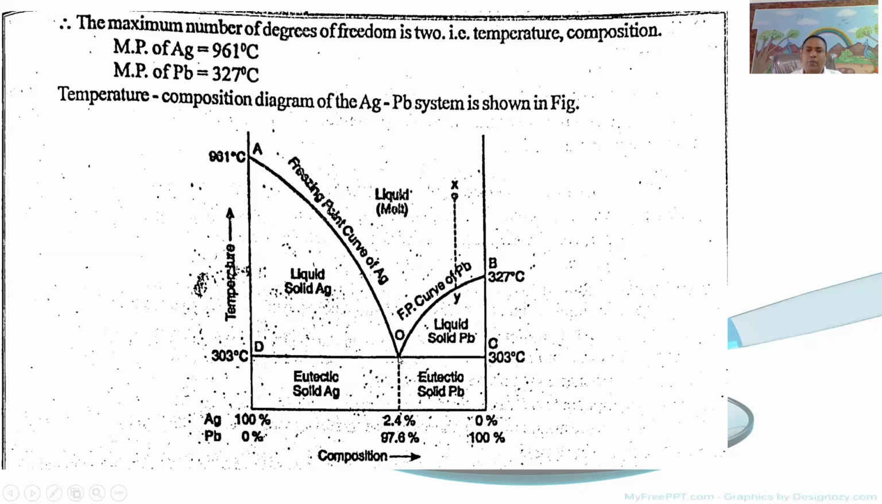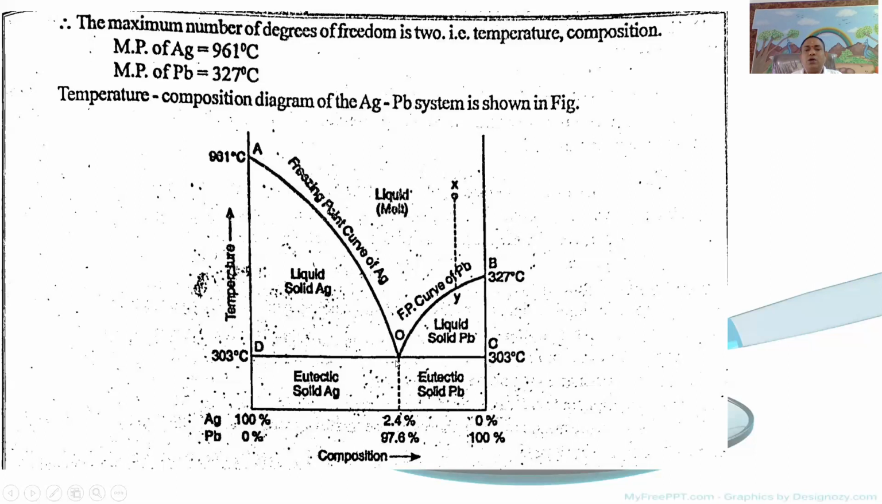Here, the number of degrees of freedom required to explain the point O based on the reduced phase rule is P plus F equal to C plus 1, so F equal to C plus 1 minus P, where C is 2 and P is 3. Therefore, 2 plus 1 minus 3 is 0. This means that at constant temperature and constant composition only, the three phases of the silver-lead system coexist in equilibrium.